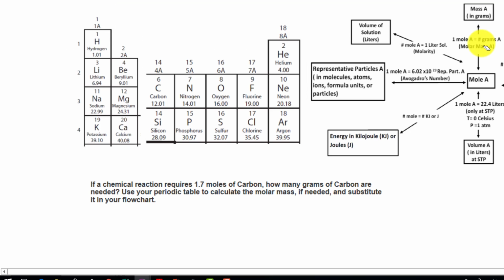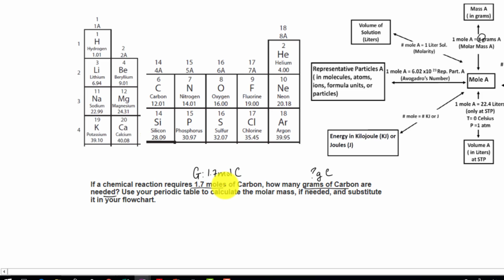Now you have to find the number of grams in this measurement. We are going to review what we did before, where we have to set up the flowchart so we could combine the 2 concepts together. For example, if a chemical reaction requires 1.7 moles, that would be our given right there. So 1.7 moles, okay? And this is the moles of carbon. How many grams of carbon are needed? So this is your unknown, question mark grams of carbon.